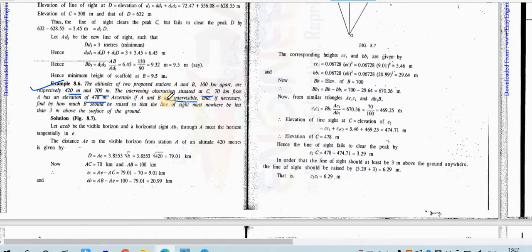So we have to find out whether points A and B are intervisible or not, and if necessary, how much B should be raised. There might be chances that it may not be intervisible, so you will have to raise the height of B so that it is visible from A, such that the line of sight is nowhere less than 3 meters above the surface of the ground. That is one of the conditions.